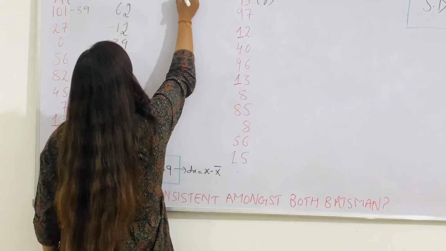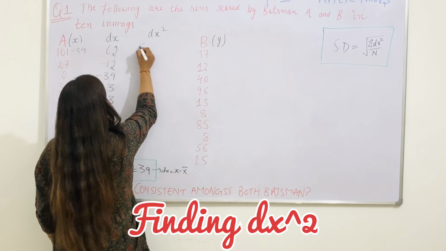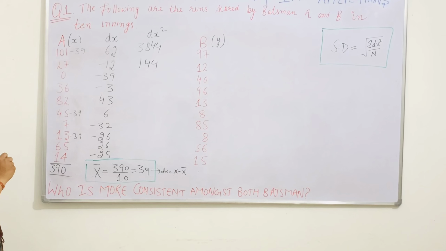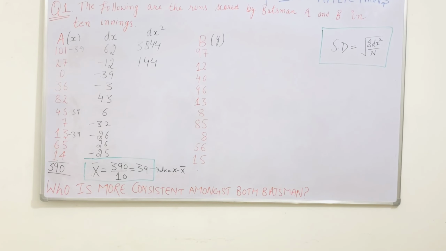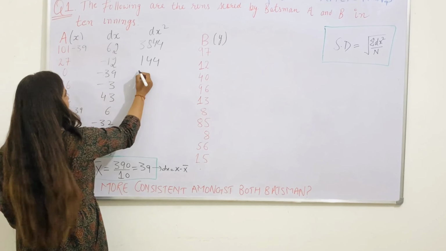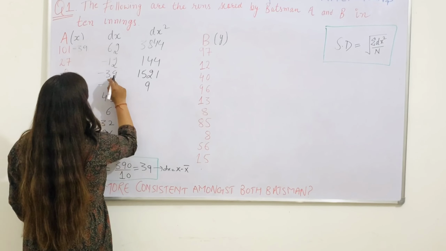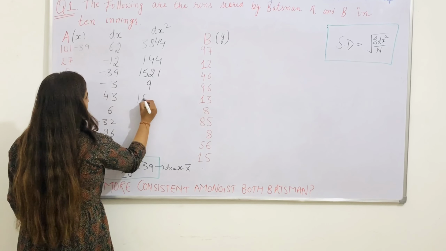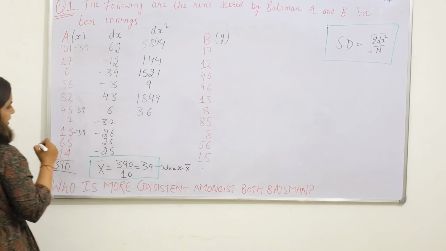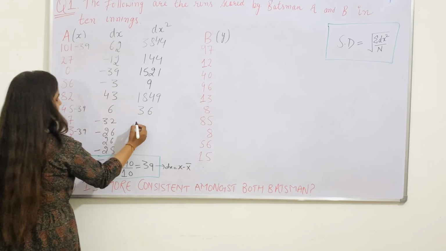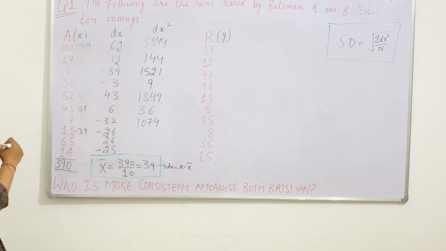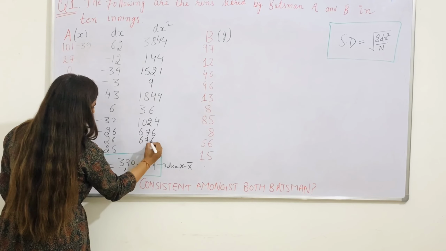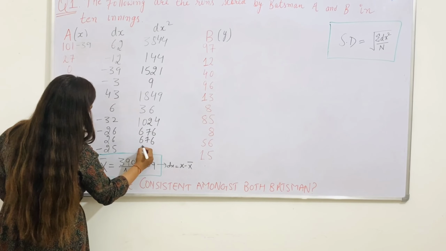So now we will do dx square. 62 multiplied by 62 will give us 3844. 12 into 12 will give us 144, and consecutively we will do the further calculations. 39 into 39 is 1521, 3 3 is 9, and then we will go for 43 into 43, which is 1849, 6 6 is 36, and then 32 into 32 will give us 1024, 26 into 26 is 676, and 25 into 25 will give us 625.